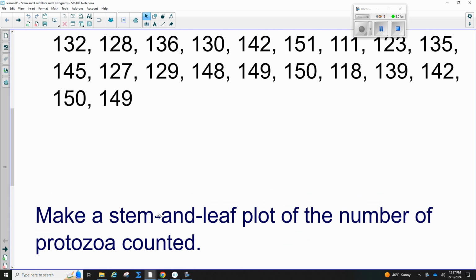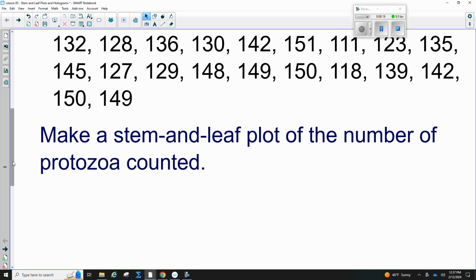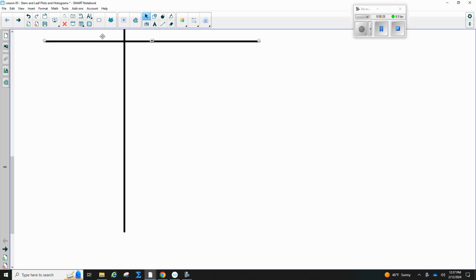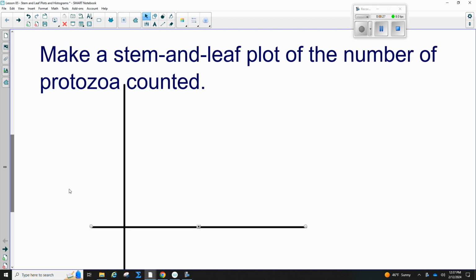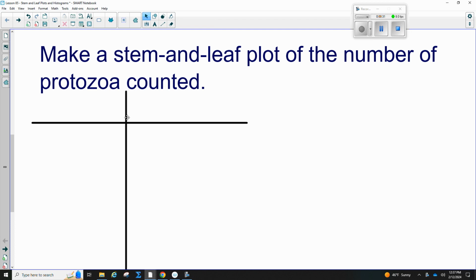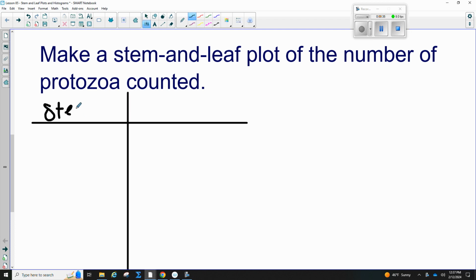Do you guys remember how to make stem and leaf plots? No. Good, great. All right, let me move these up a little bit. They like to put these on the SAT. A lot of the state tests have stem and leaves. All right, so we're going to do stem and leaf. That's what we label it.